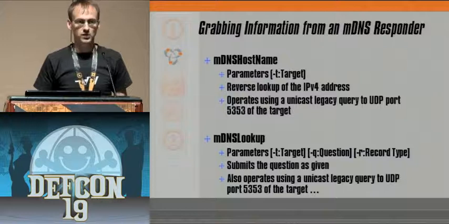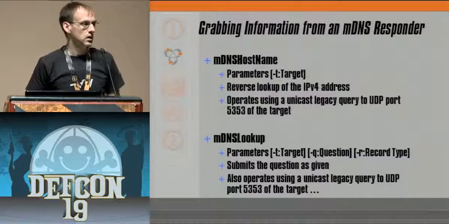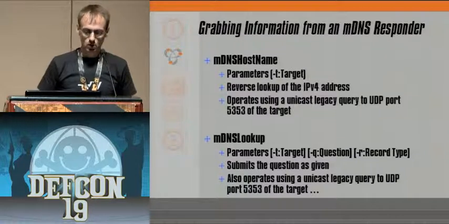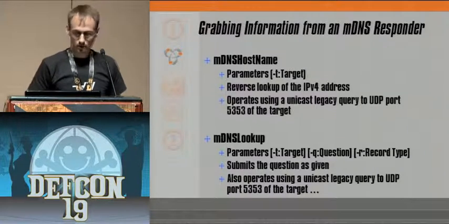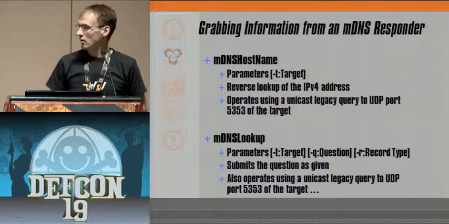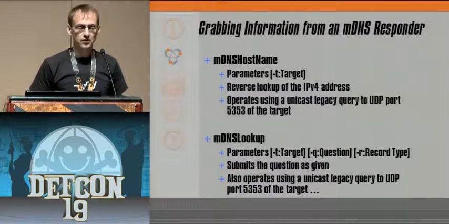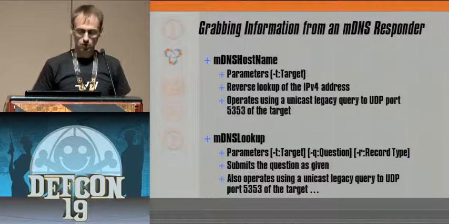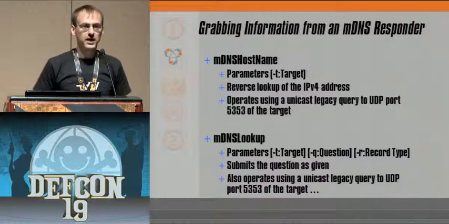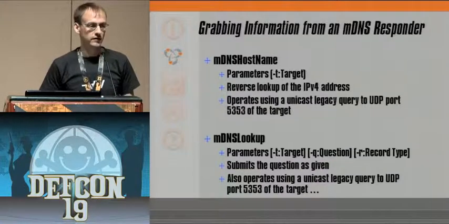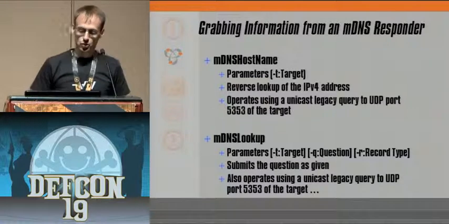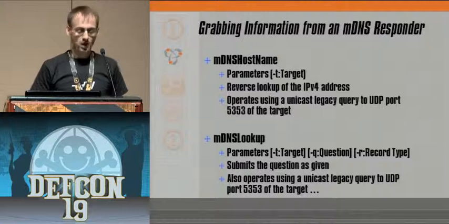I wanted an additional way to profile my hosts quickly, like I was often able to do with Windows hosts. And so I created a tool called MDNS hostname. The parameter there does a reverse lookup of the IPv4 address. I did repurpose some code that was designed for traditional or conventional DNS, so it basically just packages the same message but sends it to UDP port 5353. It operates using a unicast legacy query to UDP port 5353 of the target.